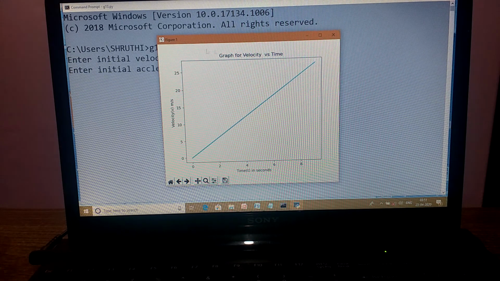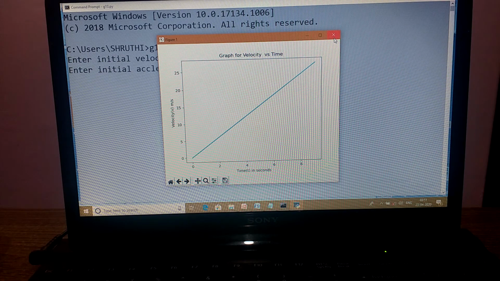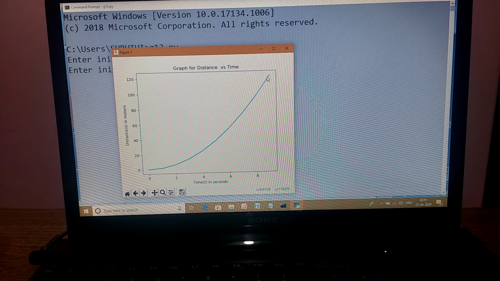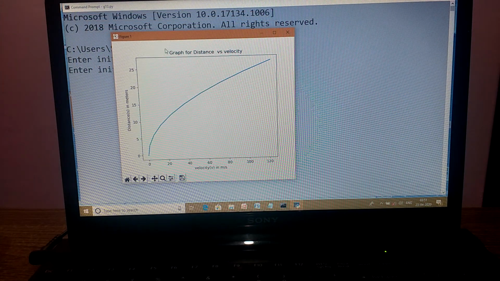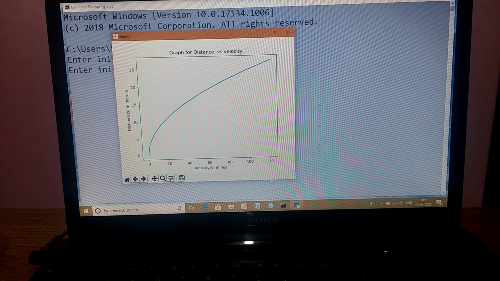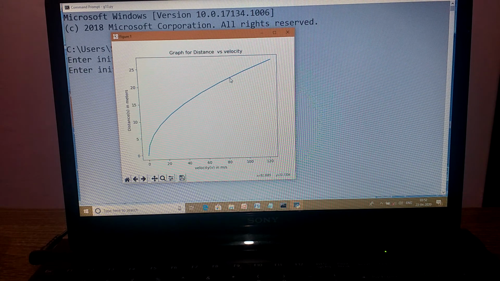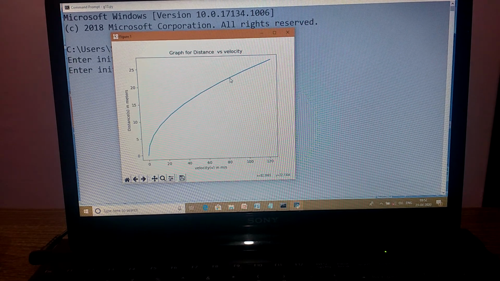It indicates your first graph, that is velocity versus time. Only after closing this first graph, my second graph appears, that is distance versus time. This is my second graph, distance versus time for the values entered here. After closing this, I'll get my third graph. This graph is distance versus velocity, and depending on the x and y values that appear here, you can note down the values of distance and velocity. This is how you will be plotting three different graphs in a single program. Thank you.